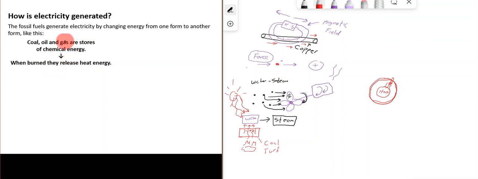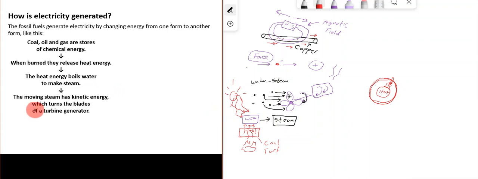When you burn these fuels, you start a fire with them, and they release loads of heat energy. The heat energy boils water to make steam. So we take the water, apply the heat energy to it, it boils and starts to turn into steam. The moving steam has kinetic energy, which turns the blades of a turbine generator, like so.